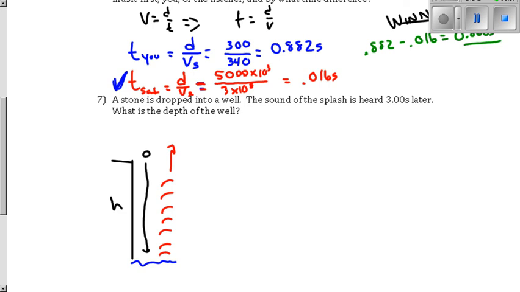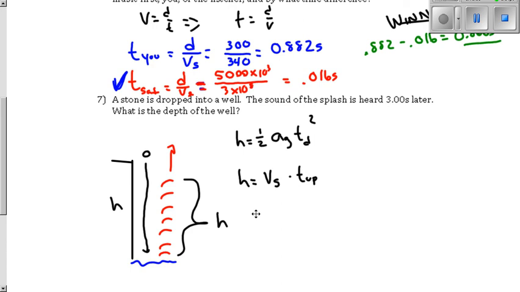So we know that the height of the well is the same as the distance that the sound travels. So on the way down, the height of the well can be given by the free fall equation, 1/2 acceleration due to gravity times the time down squared. Right, on the way up, our height can be given by the speed of sound times the time up. So we can just set those two equal to each other. 1/2 the acceleration due to gravity times the time down squared is equal to the speed of sound times the time up.